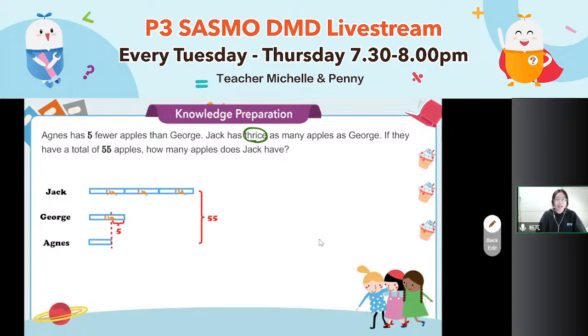But the difference between George and Agnes should be 5. All right. Then everybody, I want this model just to show some perfect units. I can use the total number divided by 4, divided by 5. Okay. What is the first step I need to do? I need to take away the extra part.